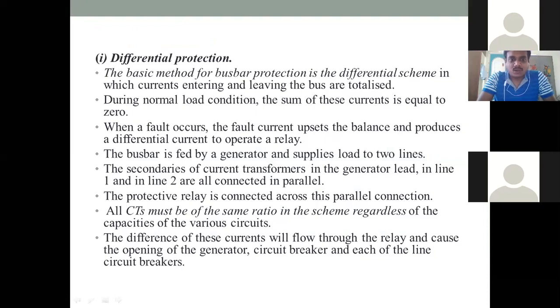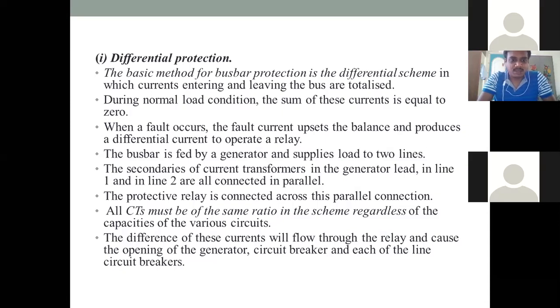So during the normal load condition, the currents will be equal. So at that time, this relay circuit will not be operating, and the trip circuit will not be operated. When the fault occurs, the fault current upsets the balance, it becomes unbalanced, and the differential current will operate the relay.